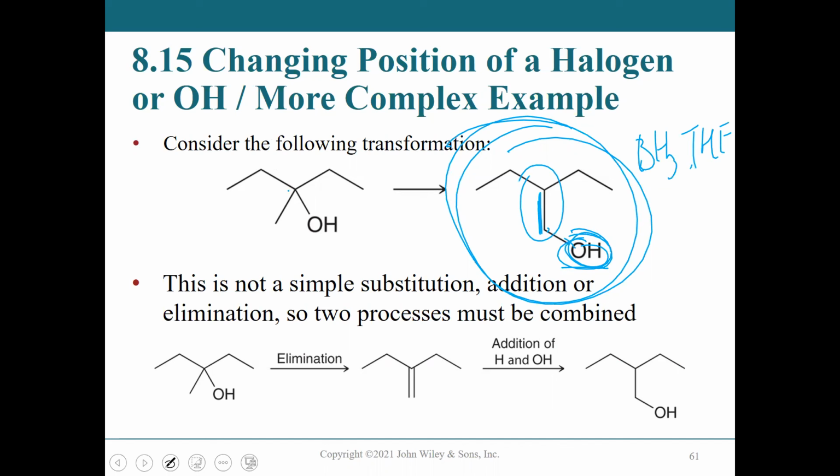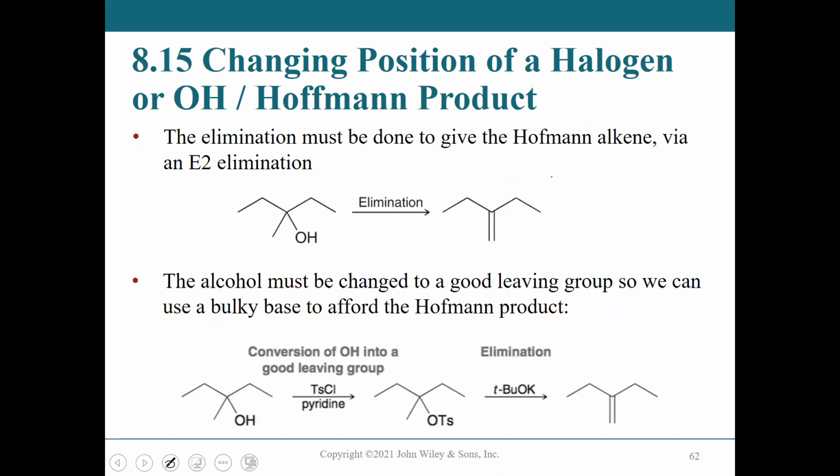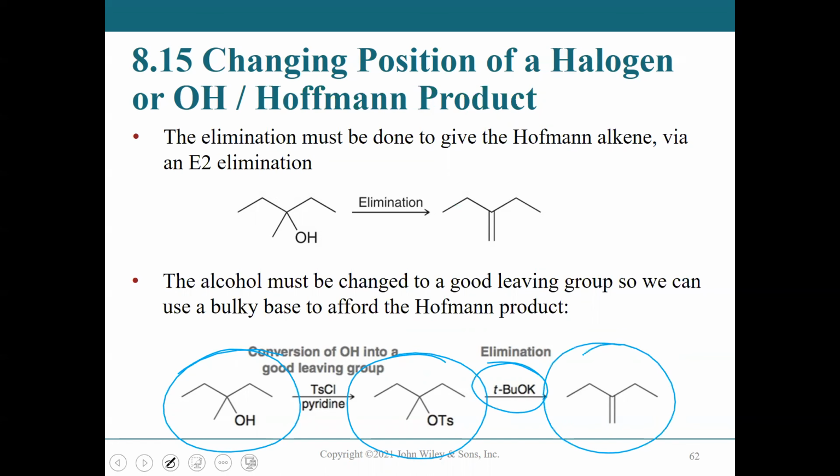Why? Because this one is a less substituted alkene. Here will be my Zaitsev. I don't want the Zaitsev. I want the Hofmann. Let's see what they do. They convert the alcohol, the starting material, with TsCl and pyridine. Yes, they make it a good leaving group, and they do a Hofmann elimination. Look right here, elimination Hofmann with tert-butoxide. That gives you a less substituted alkene.